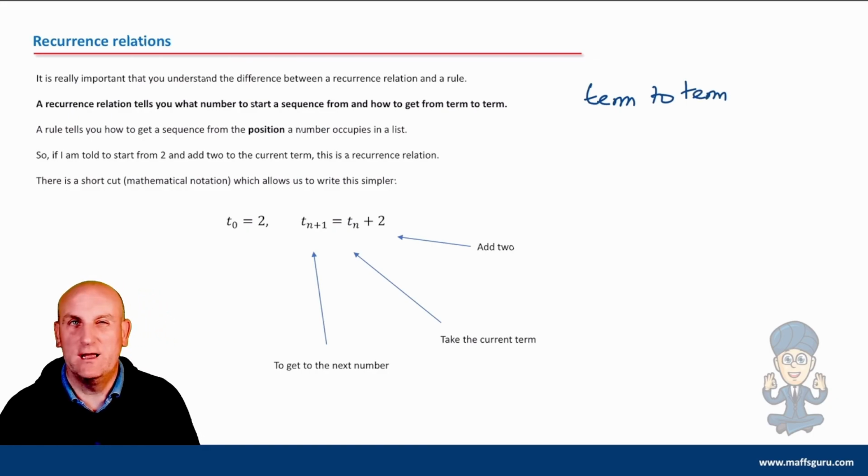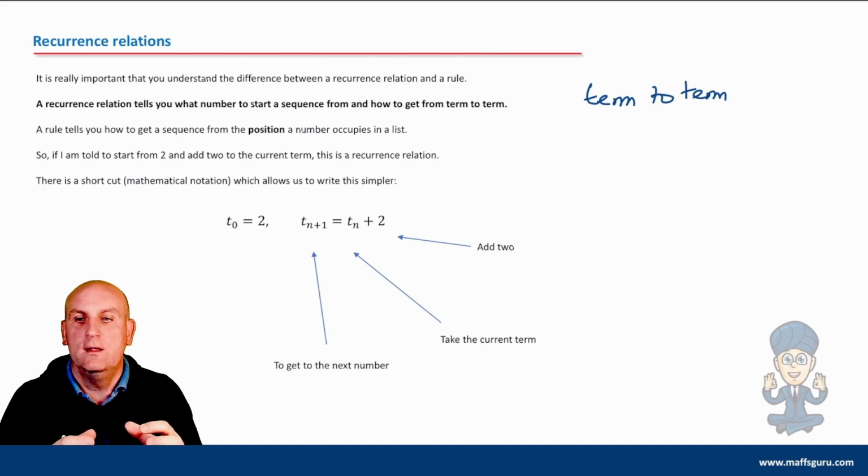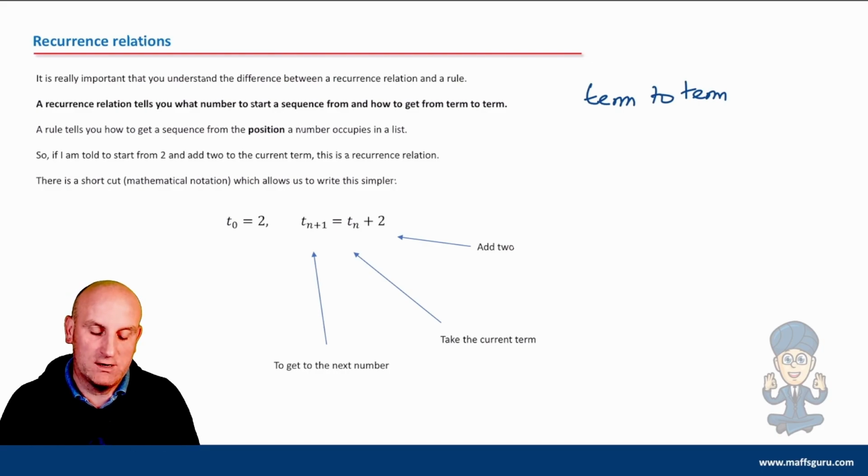Now, I'm going to come back later to the idea of what we call a position to term, because you can actually do that a bit later on, but that's called a rule. Now, again, I don't want to get confused here. Rules are confusing. Rules mean something very specific in maths. A recurrence relation is here.